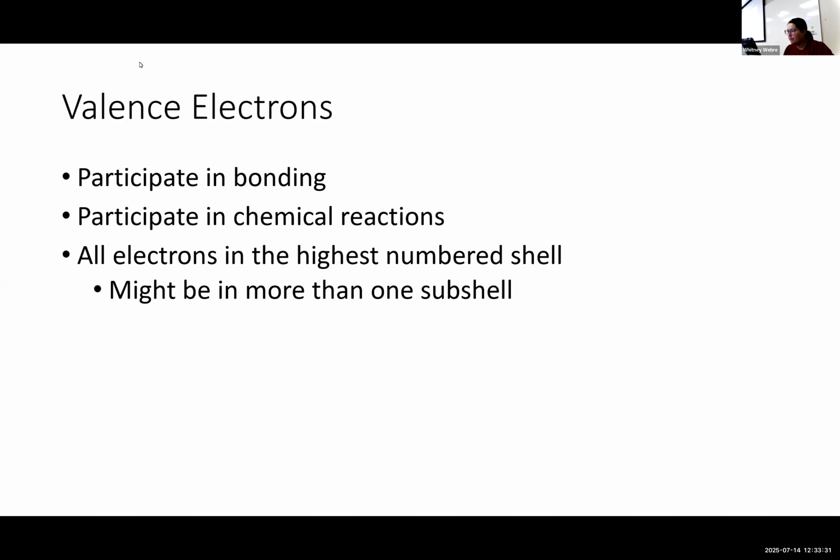They participate in chemical reactions. The lower ones don't, only the valence electrons. So valence electrons are all electrons in the highest numbered shell, or the row. That is the definition of valence. There might be electrons in more than one subshell, but those are the furthest outermost electrons.